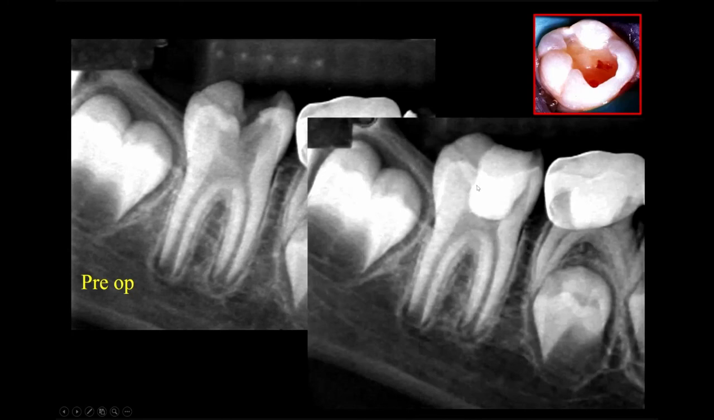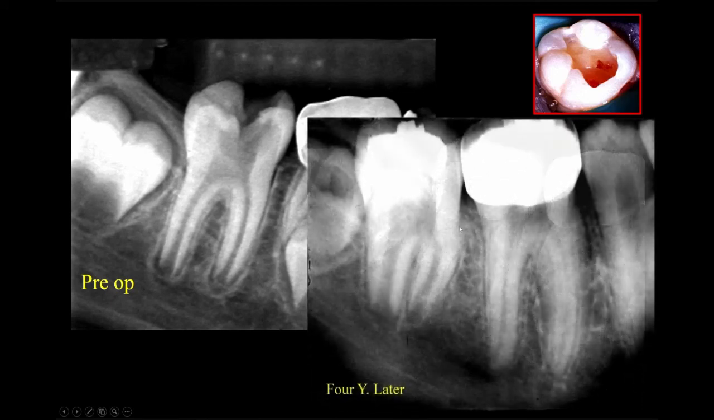As you can see here, there's almost no roof of the pulp chamber left. But I packed MTA, put a permanent filling in there, and this is after 4 years. Again, no calcification. The apices are closed, as you can see here, and the tooth is responding within normal limits. This is something that now is sort of standard of care.